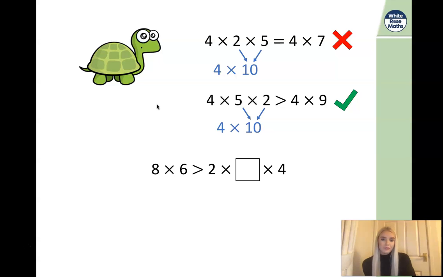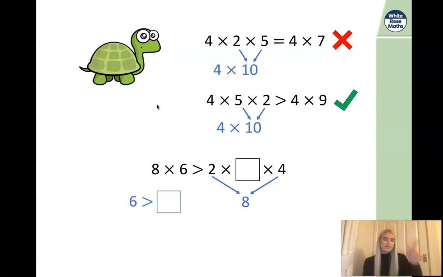Super job. We've got one here. 8 multiplied by 6 is bigger than 2 multiplied by something multiplied by 4. We need to find this missing number, but we need to make it make sense. So what we can do first is we can get the 2 and the 4 and multiply them, and that makes 8. So now we've got 8 multiplied by 6 is larger than 8. But we need to have 8 multiplied by our missing number. So we know our missing number has to be smaller than 6 to make this work. 6 has to be larger than our missing number.